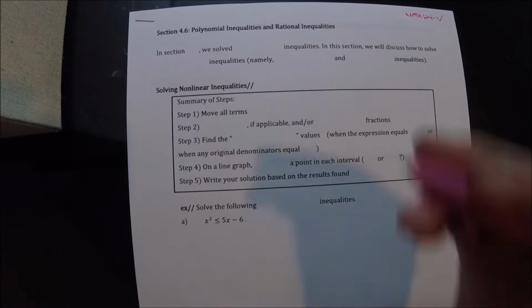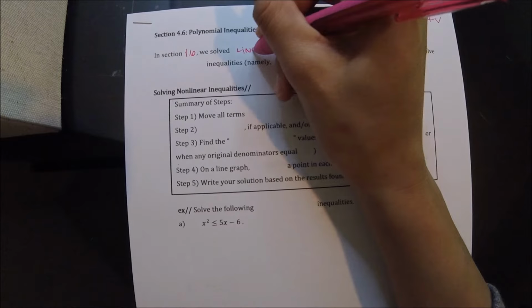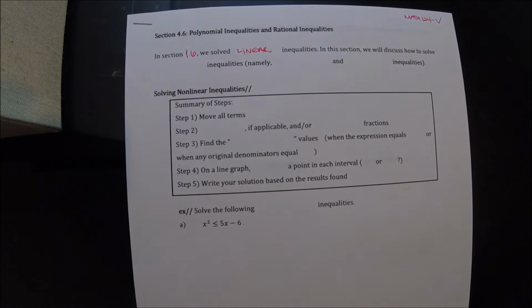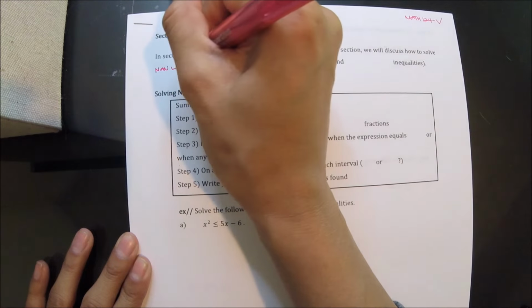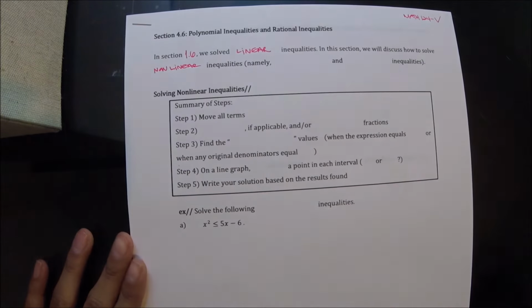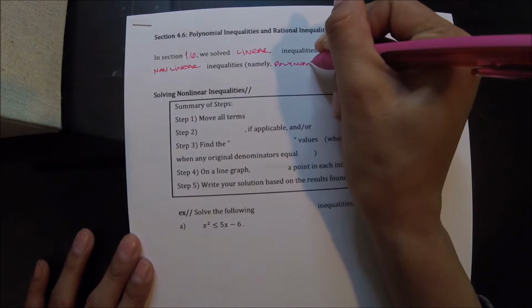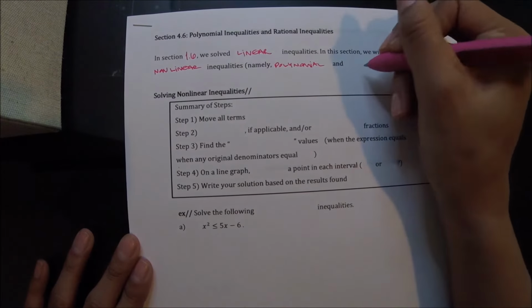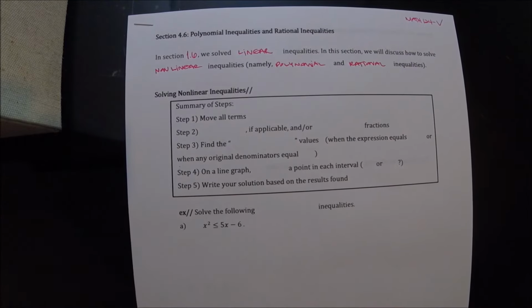So in an earlier section, in section 1.6, we solved linear inequalities. And then in this section, we're going to discuss how to solve nonlinear inequalities, namely two types: polynomial inequalities and rational inequalities.